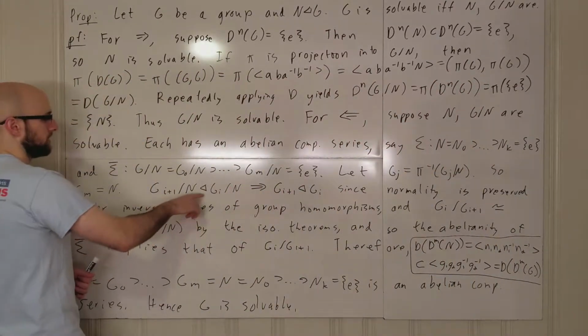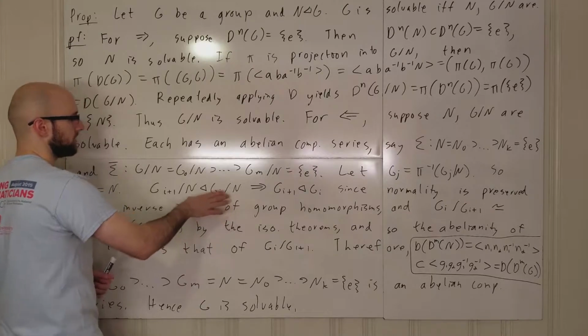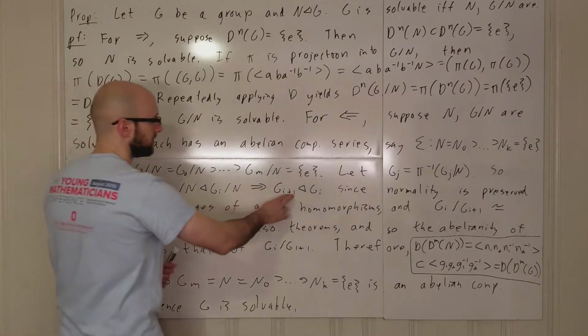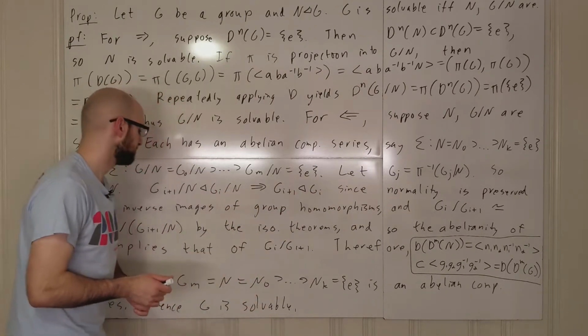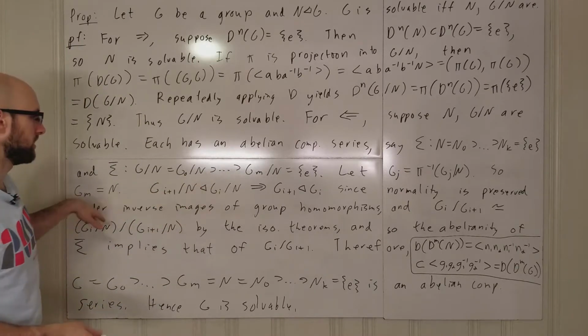So we have this normality. G_{i+1} mod N is normal in G_i mod N, and when we pull it back, we get G_{i+1} is normal in G_i. So that's normality.